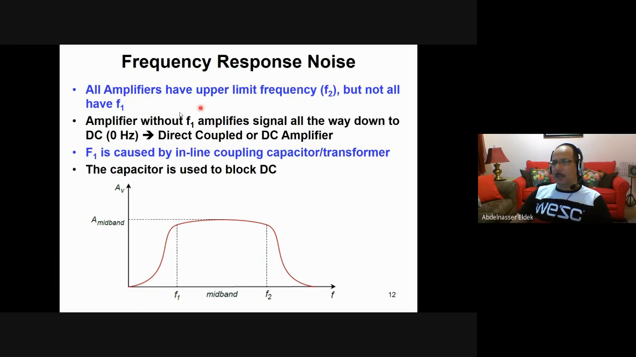As I said, all amplifiers have an upper limit and a lower limit, F1 and F2. But not all of them have F1. An amplifier without F1 amplifies signals all the way down to 0. If you don't have F1, this means that you amplify starting from DC. Even DC will be amplified. F1 is usually created by a capacitor at the input to suppress the DC, and F2 is usually created by a capacitor at the output to block or suppress the DC.